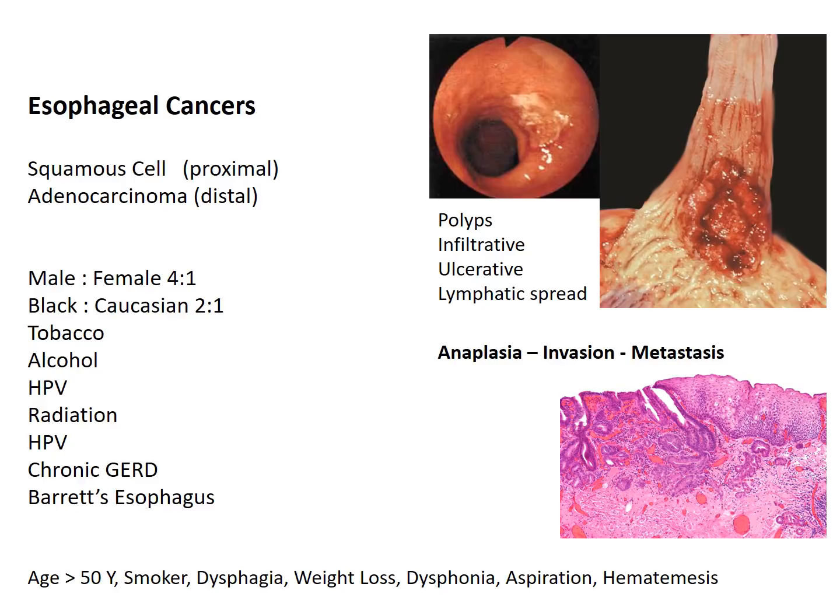Classic presentation may be a male who's a smoker, who now has difficulty and pain with swallowing, losing weight, has an episode of aspiration, spits up or throws up blood. That type of individual with risk factors definitely needs to be looked at in terms of an endoscopy, because that would be a high-risk individual with symptoms worrisome for cancer, particularly with the weight loss and the coughing up or spitting up of blood.